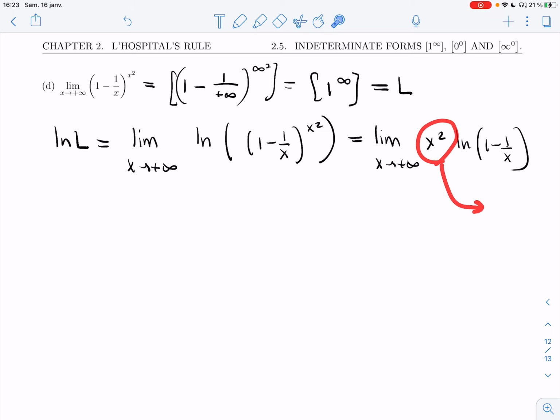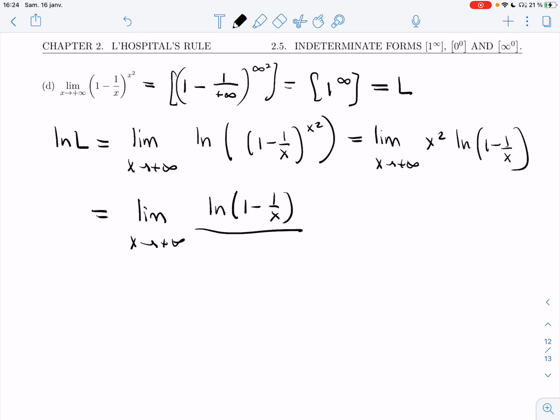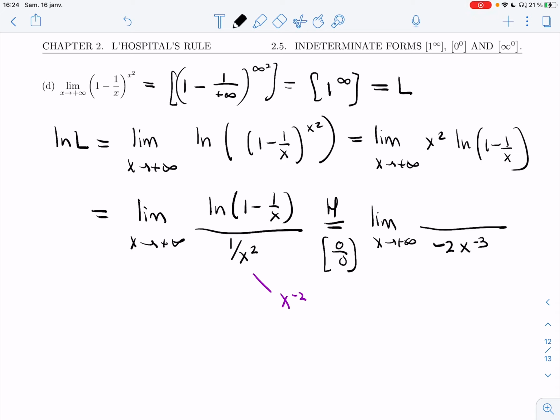I'm going to take the x squared down because the log is always horrible, and we will never bring it down unless we're forced. So x squared becomes x to the minus 2, or 1 over x squared, however you want to write it. Now this is ln of 1 over 0, so it's 0 over 0. I can apply L'Hopital. Derivative of the denominator, this is x to the minus 2, and so I'm going to do a power rule, minus 2x to the minus 3.